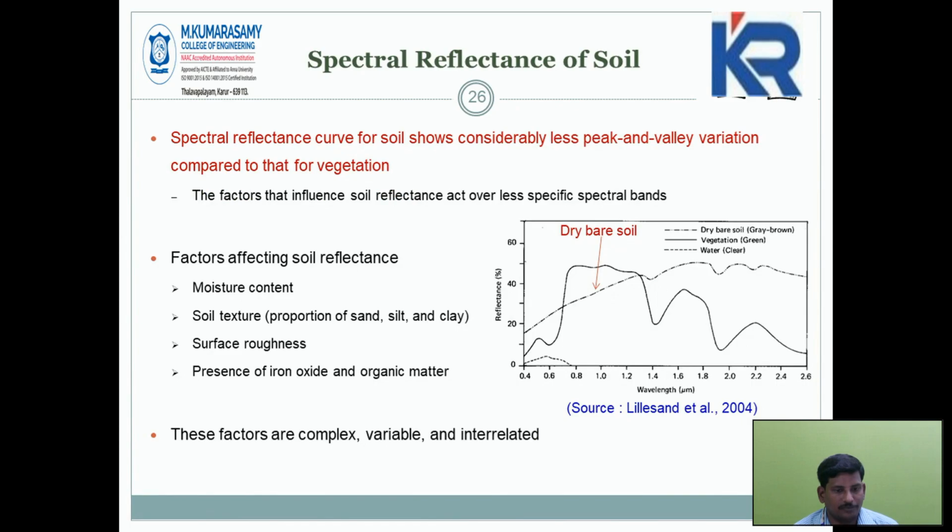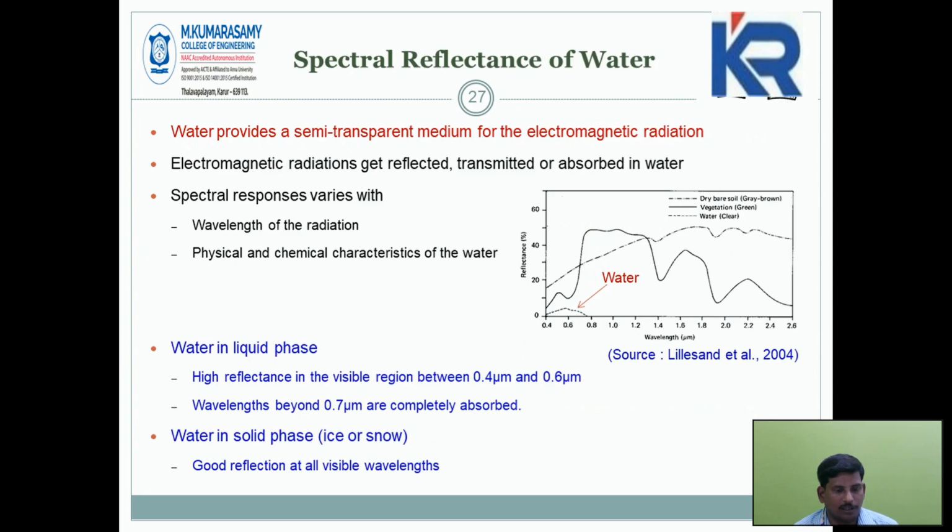This is for soil, dry bare soil. The reflectance of soil has considerably less peak and value variation compared to that of vegetation. Some of the factors affecting the reflectance of soil are, first, moisture, and second, structure, like the proportion of sand, silt and clay. Then roughness of soil, and the iron and organic matter in that particular soil also affect its reflectance curve. Similarly for water, normally the wavelength is 0.4 to 0.6, and wavelengths beyond 0.7 micrometer are completely absorbed.